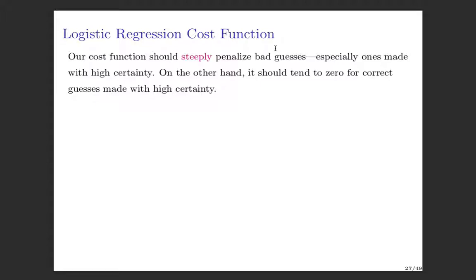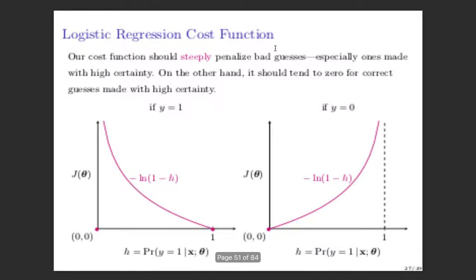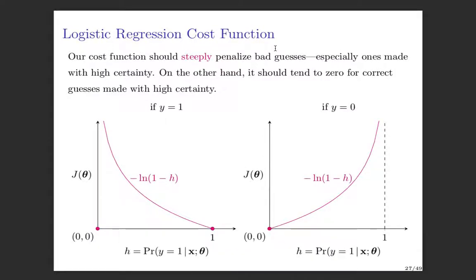So our cost function should steeply penalize bad guesses, especially ones made with high certainty. If I'm saying, oh, I'm 90% sure that this point is in the blue category and I'm wrong, the penalty for that should be steep. On the other hand, the penalty for making a confident guess on a correct label should be 0. So without explaining too much, we can just use the ln function for this, because ln will tend to infinity as you get to 0, and tend to 0 as you reach 1. You can fiddle with this a bit. You just throw your sigmoid function into the ln, and it's going to give you the error.